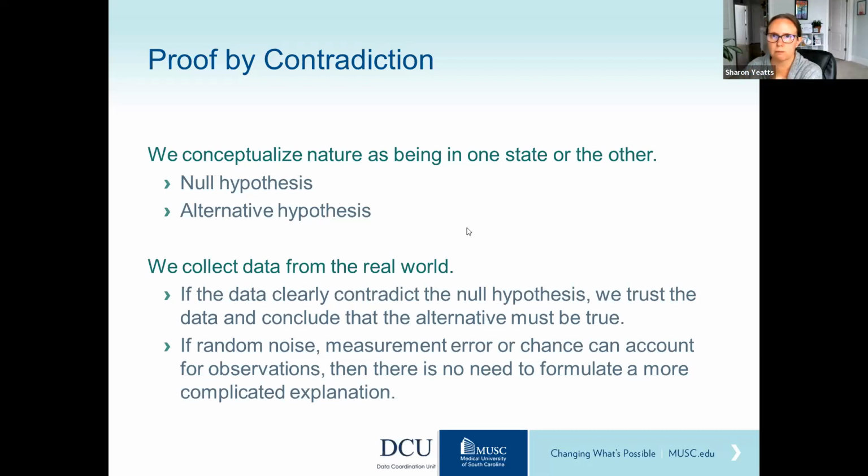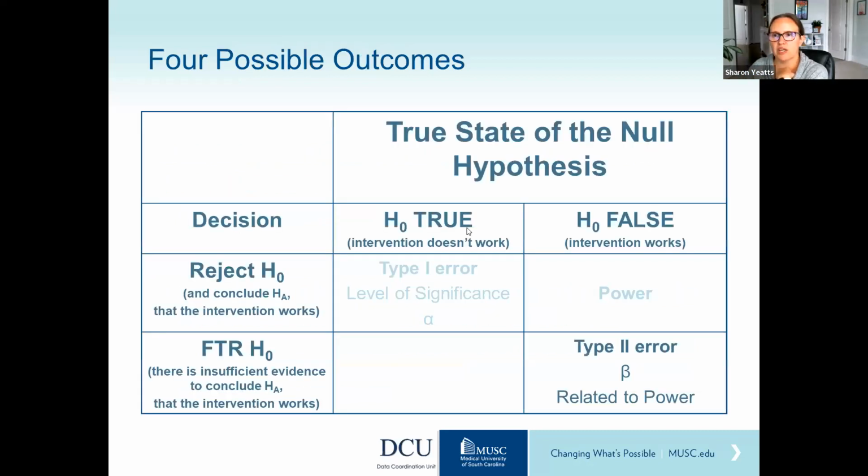Okay, so we talked about the two true states of the null hypothesis. We talked about the fact that they're mutually exclusive and comprehensive. What you can take away from that is that the null hypothesis is either going to be true or it's false. There's not any in between, right? So there's two true states of the null hypothesis.